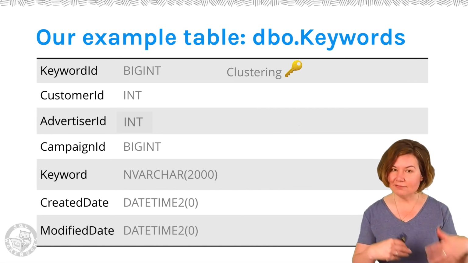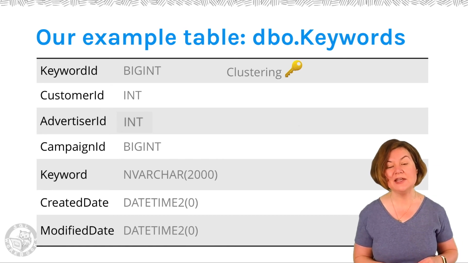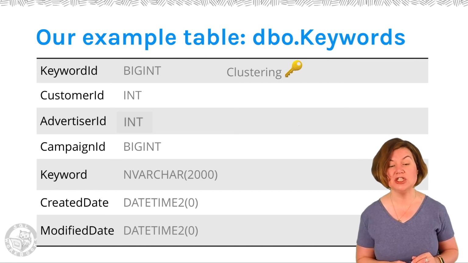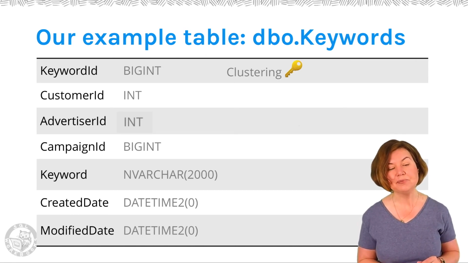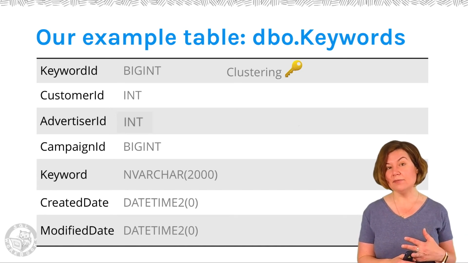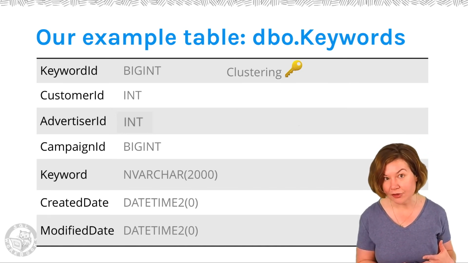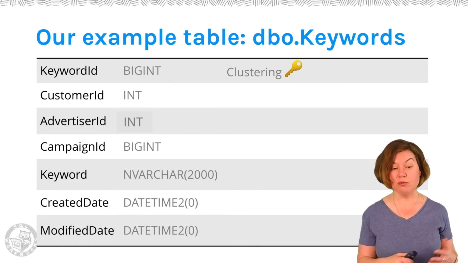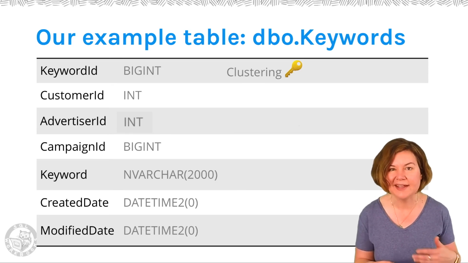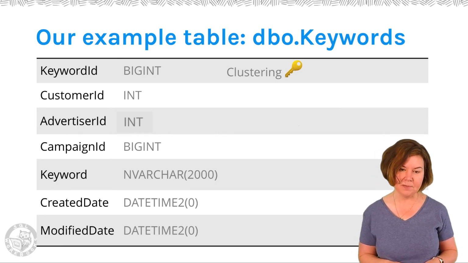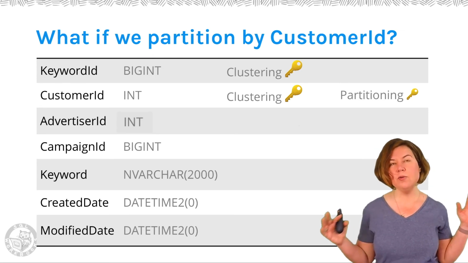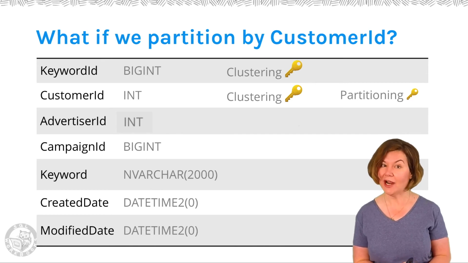So every keyword in this table gets its own unique keyword ID. And we have that as our clustering key at first, before we partition the table, a unique clustering key. We also have a customer ID and then advertiser ID and campaign ID, because a customer can have multiple advertisers and advertisers are going to have multiple campaigns. And we have a keyword and we have some date columns, just about when the data went in the table and when it was modified. If we want to partition this table, let's say we decide I want to partition this table by customer ID.